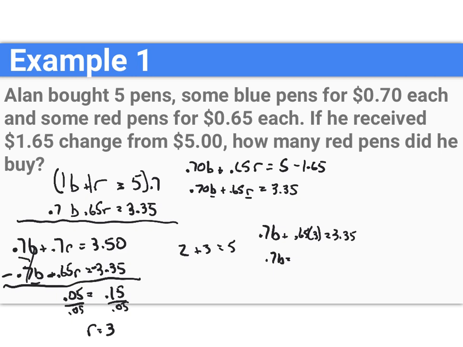Let's just check. That should be right, but let's put it into our calculator. It's $1.95. So 0.7b plus $1.95 equals $3.35. Subtract $1.95 from both sides. 0.7b equals $1.40. $1.40 divided by 0.7. b equals 14 divided by 7 is 2. So you get 2 for b in both situations. So Alan bought 2 blue pens and 3 red pens. And there you go. This is a use.